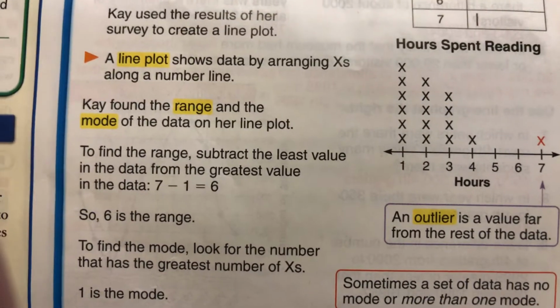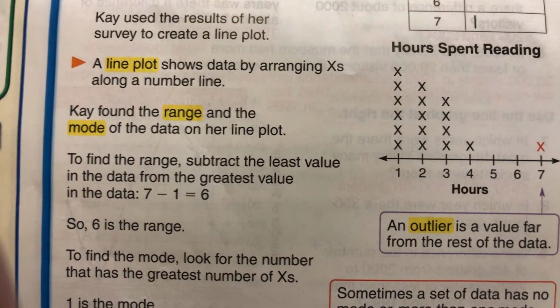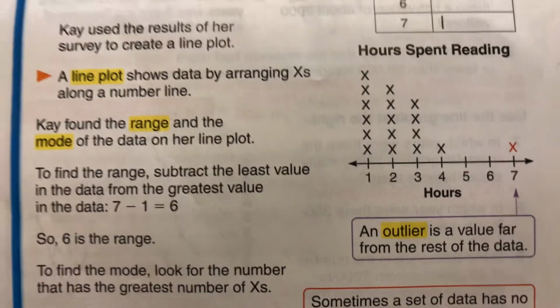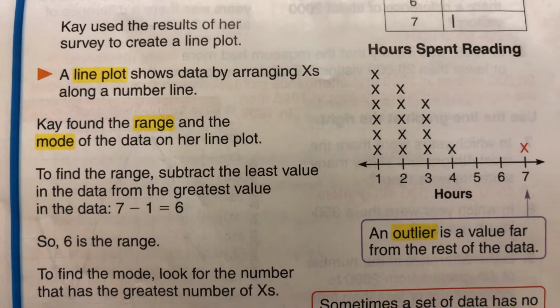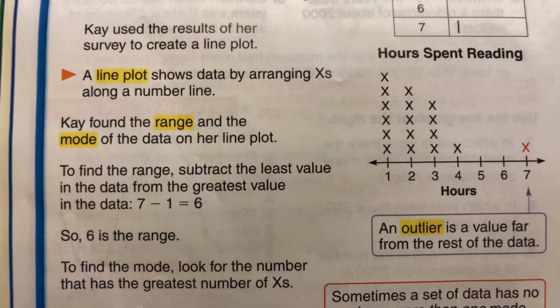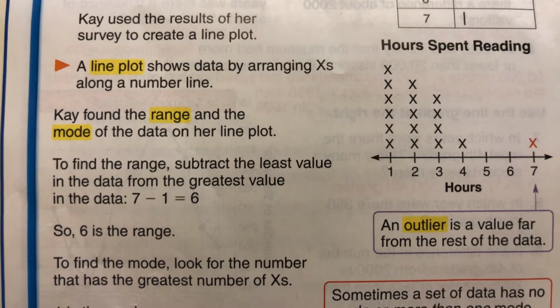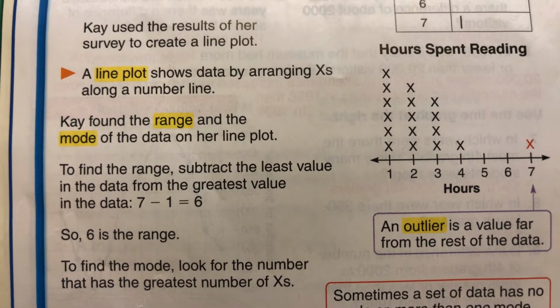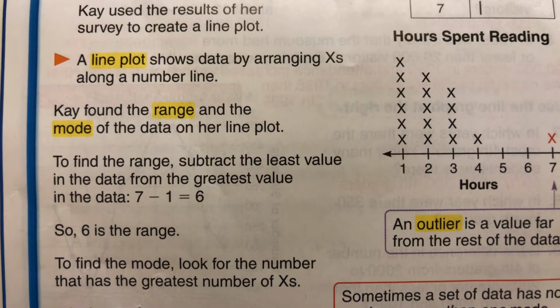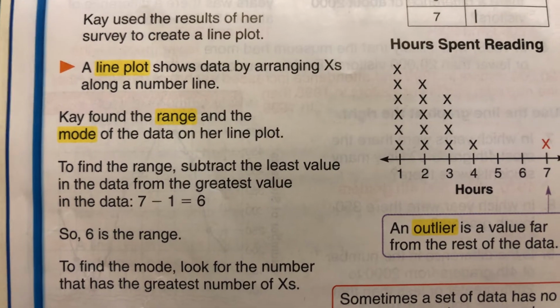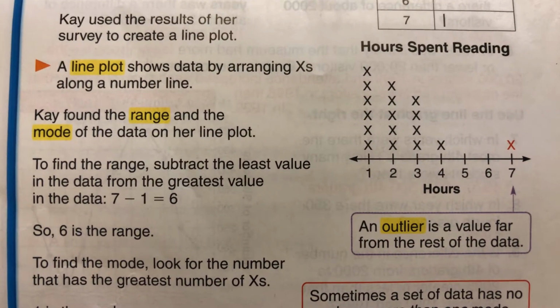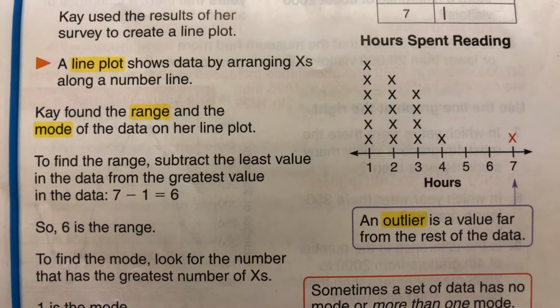The most people said they read 1 hour per day, probably because that's what was required in their reading log or something. Okay. So mode is the piece of data that occurs most frequently, and range is the highest value minus the lowest value.